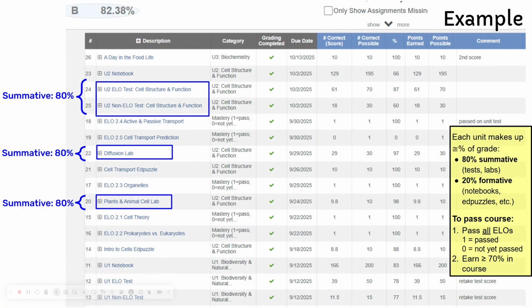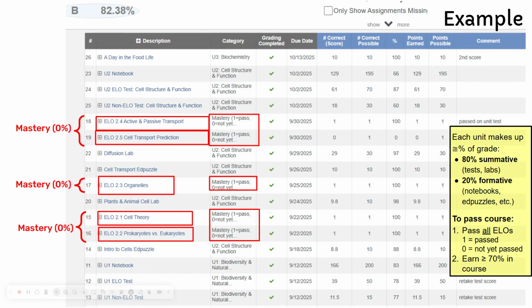Then 80%, here we see the summative. Items 24 and 25 are two separate test scores for the Unit 2 test. The ELO test is representing all of the ELO concepts that we focused on during the unit, and that is 70 points compared to just 30 of the non-ELO material, which is material that we learned but not crucial to passing the course. Then you'll see two labs, the diffusion lab and the plant and animal cell lab, and their respective points. And these are all in the summative category.